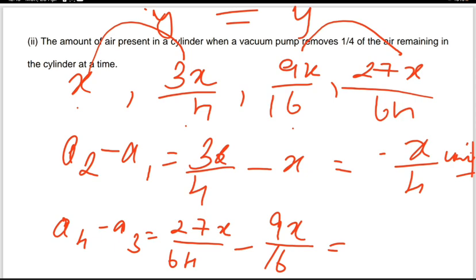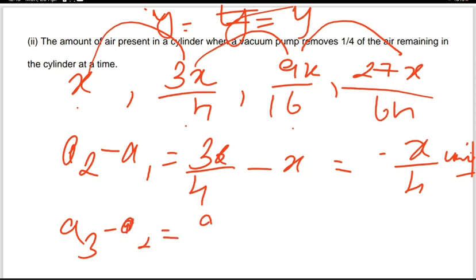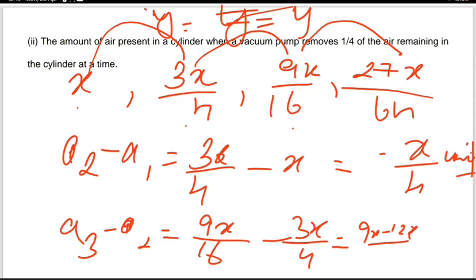So if we simplify that, let's see the common difference between the third term and the second term. Both should be equal, so all the common differences should be the same. So a3 minus a2 is 9x by 16 minus 3x by 4, that is 9x minus 12x by 16, and we will be getting minus 3x by 16.